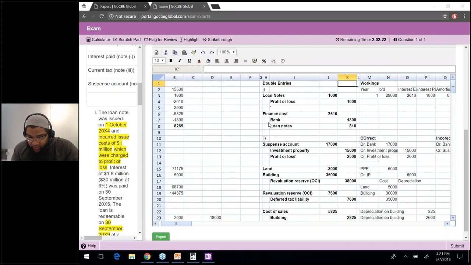Arshian is asking whether double entries are compulsory to show to the examiner. No, Arshian, it is not necessary. We are doing this just to have our own control. Kulsum is saying that investment property should be eliminated. Hmm.